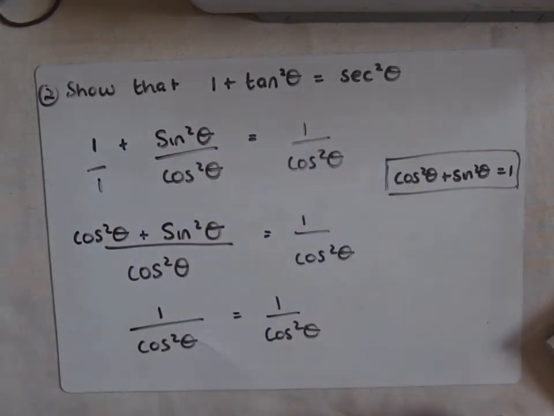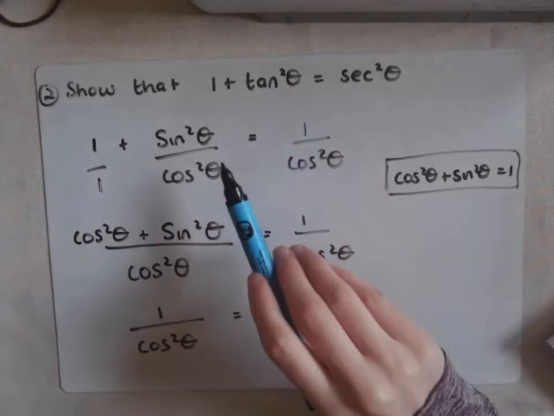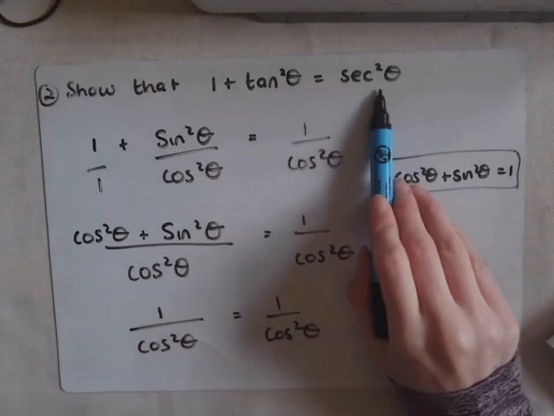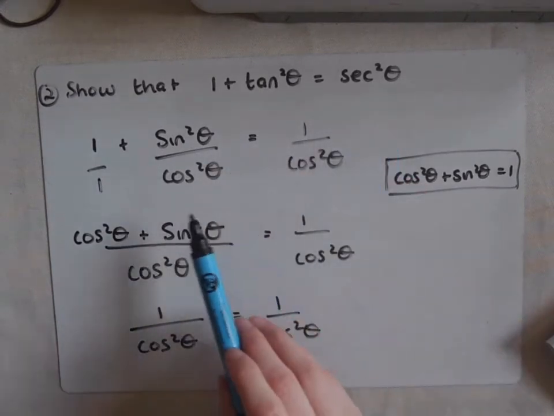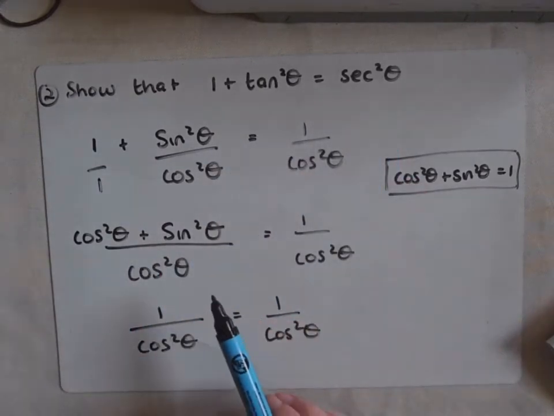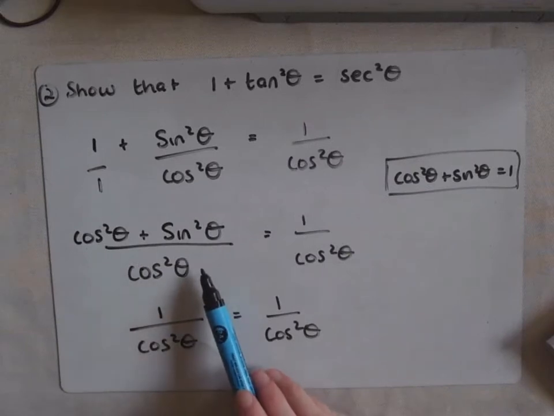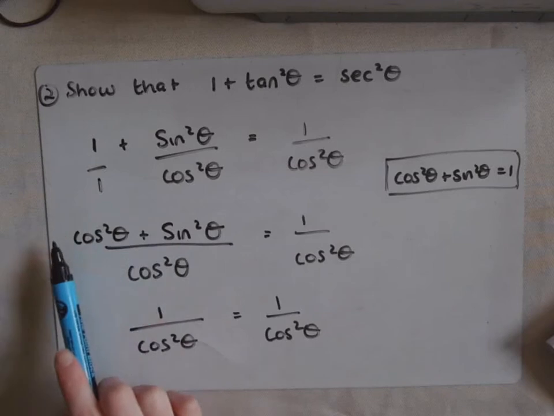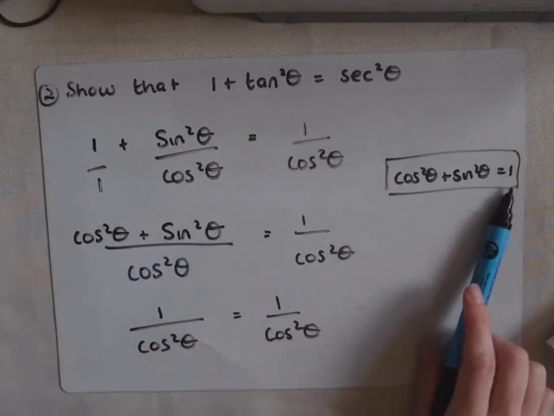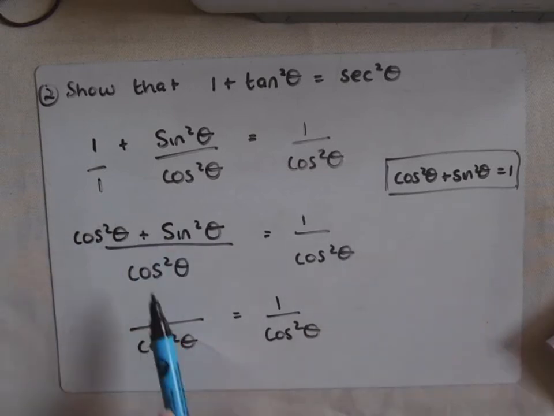So what you're going to do is take what they give you and replace it with something else you know. So I knew tan squared theta was this, and I knew sec squared theta was this. Then you're going to work on one of the sides to tidy it up. In this case I got myself a common denominator. Then I know cos squared theta plus sine squared theta is 1. So I just replaced that with the 1, and now I have the left equals the right.